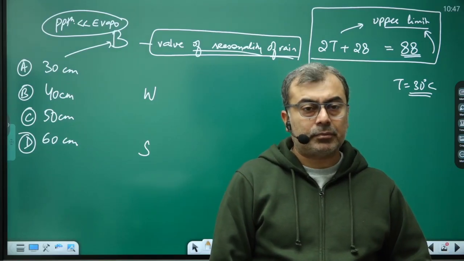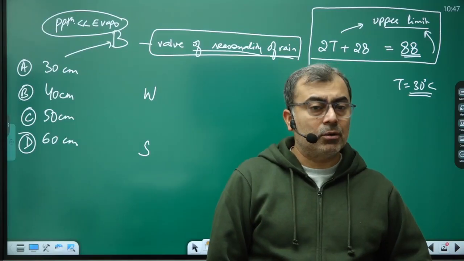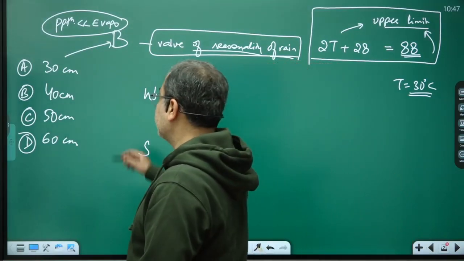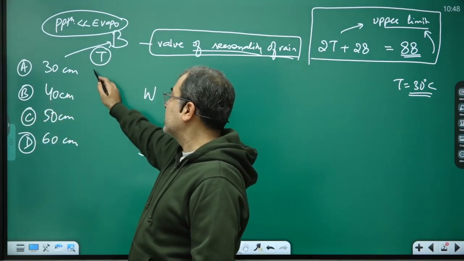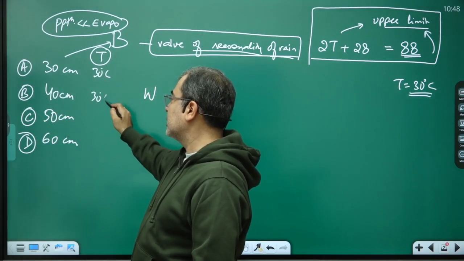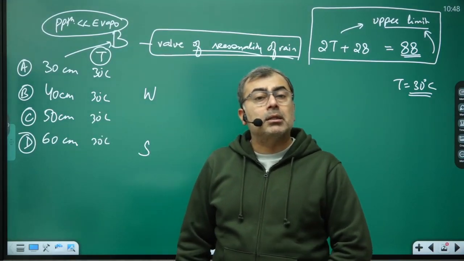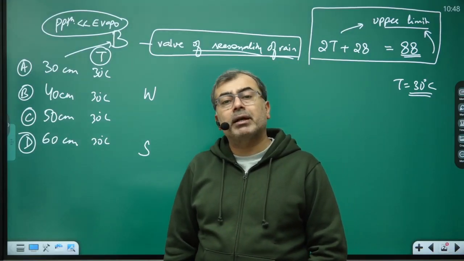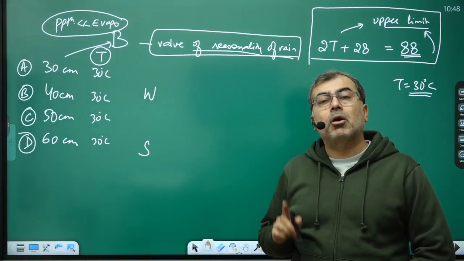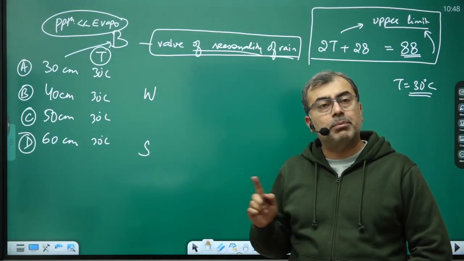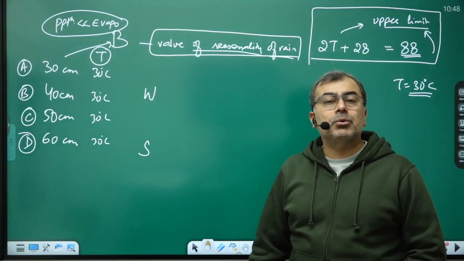So for that, we will find out the average temperature for these areas. Though it will change, I presume that it is 30 degrees Celsius for all. Is everyone okay? Now, based on this average temperature, I will find out the value 2T plus 28. So why not 26? Koppen did that. 2T plus 28, if the average temperature is 30, does it come to 88?